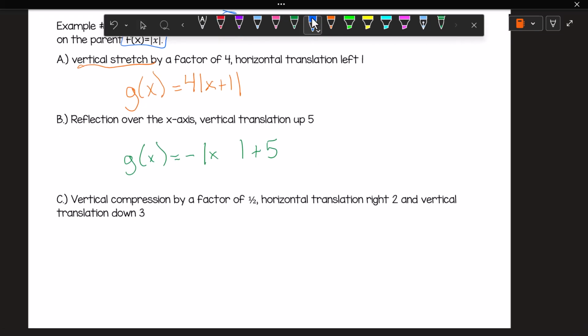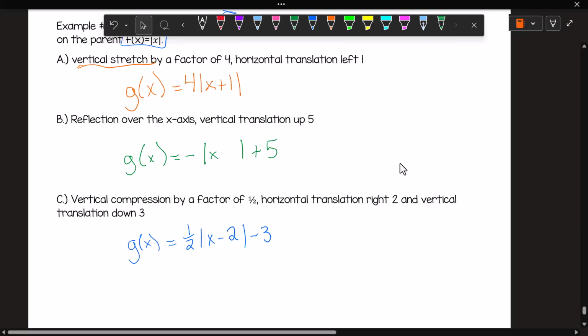And then lastly, g of x equals absolute value of x. We got a vertical compression by a factor of 1/2. 1/2 is our coefficient. Horizontal translation right 2. So it's -2 because it's the opposite. And down 3, that's exactly what it looks like. And that is -3.